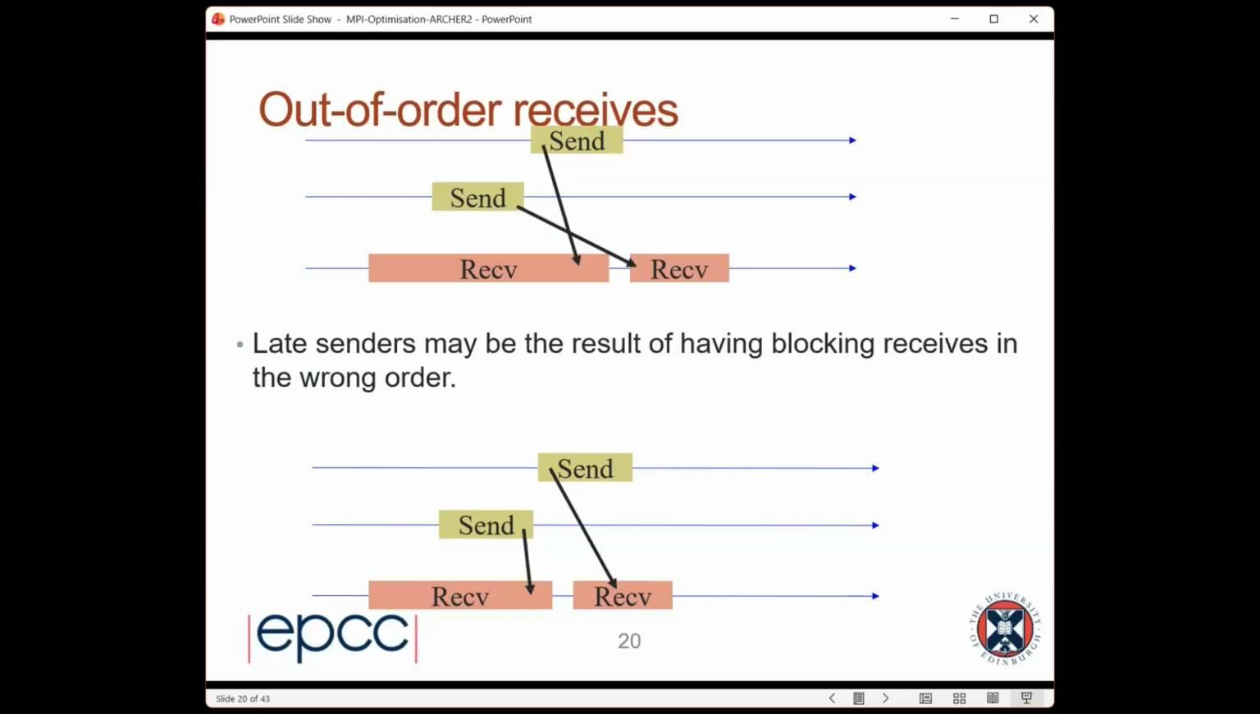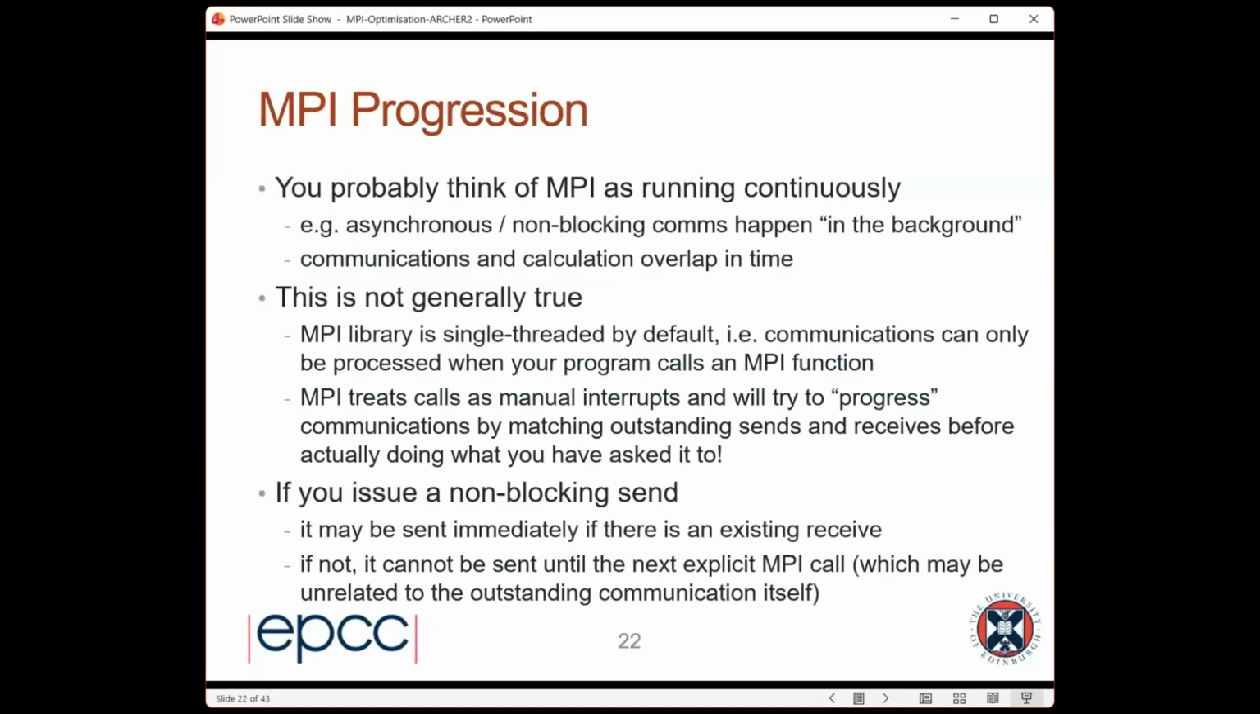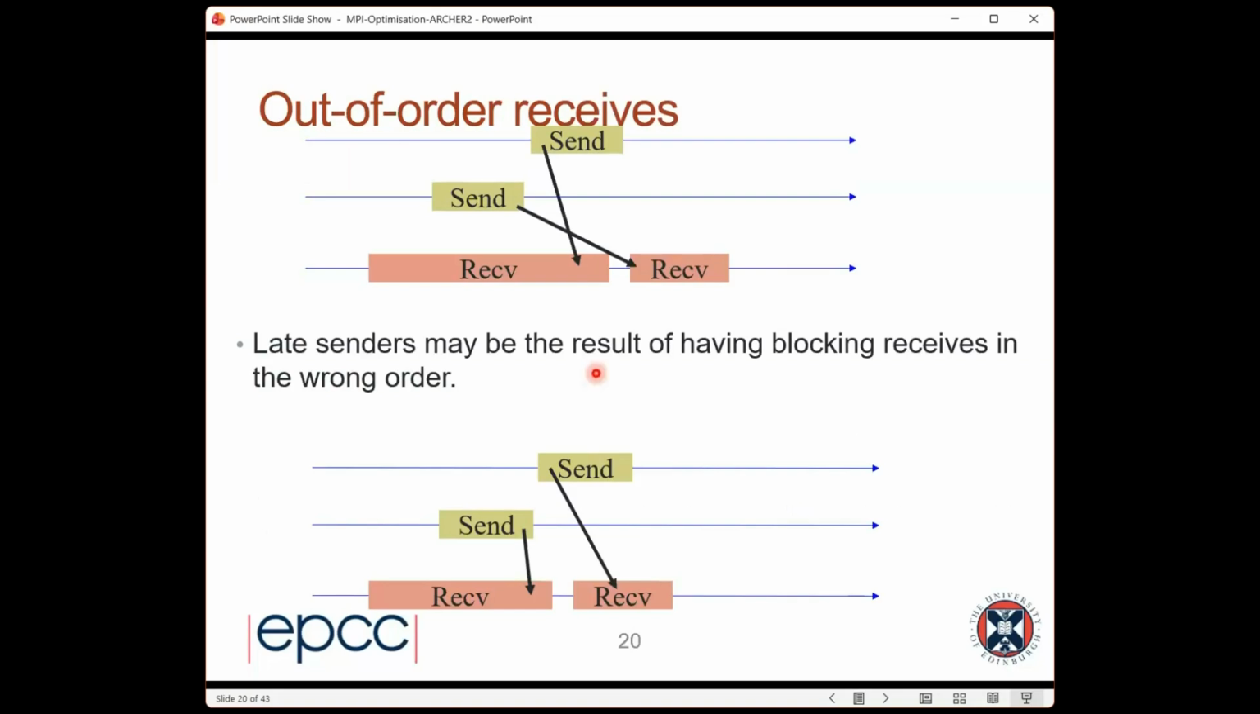You may be issuing receives for sends which have not yet been posted, but other sends have been posted. However, that may be non-deterministic, because this time you ran your program, this send was late, but the next time it might be the other one that's late. So although out of order receives is a problem, it's very difficult in practice to predict what the order will be.